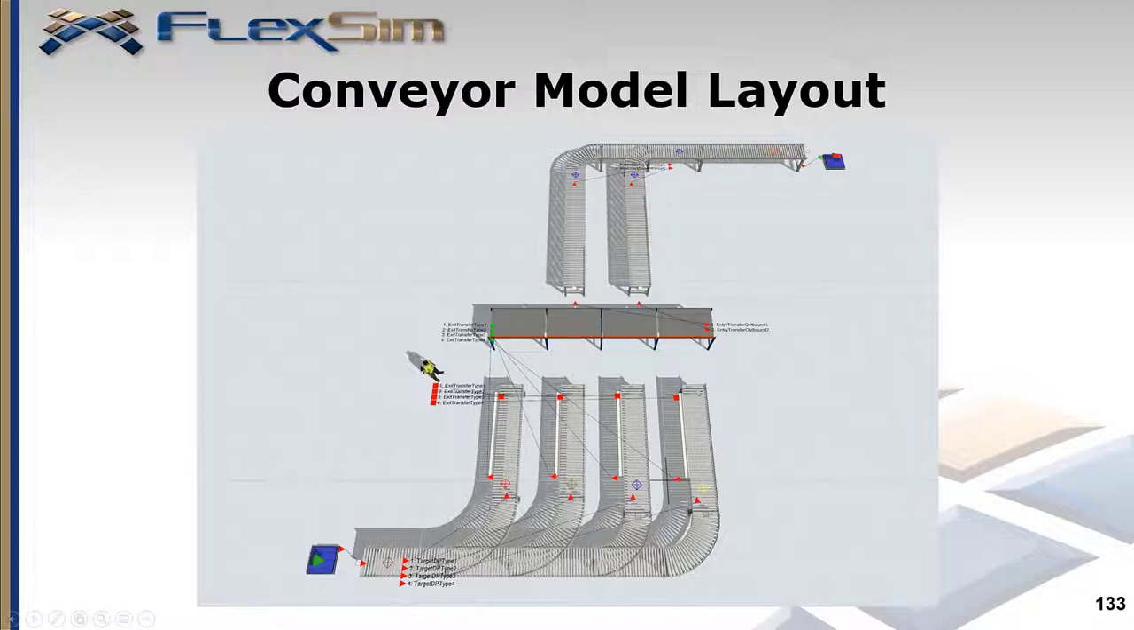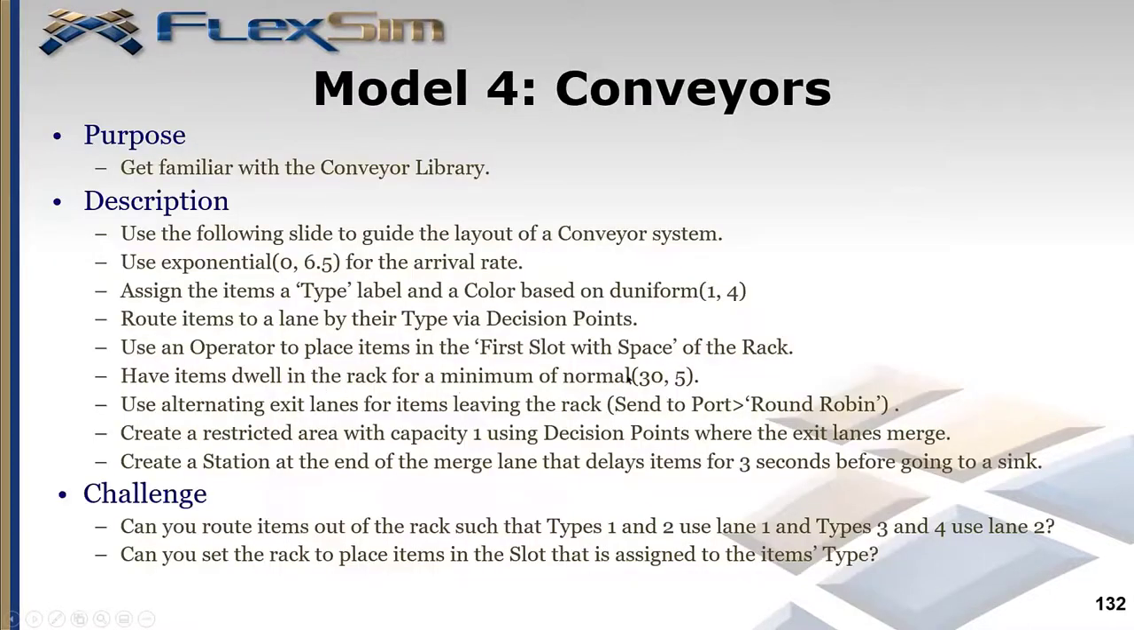Notice here we have an operator who is going to be responsible for picking up flow items off of these lanes and placing them into our little rack. And initially, we want to place things into the rack using the default slot assignment strategy that says that we'll place things into the first available slot with space. Just in order to keep flow items in the rack for a little while, we will use a minimum dwell time using the normal distribution with a mean of 30 and a standard deviation of 5.